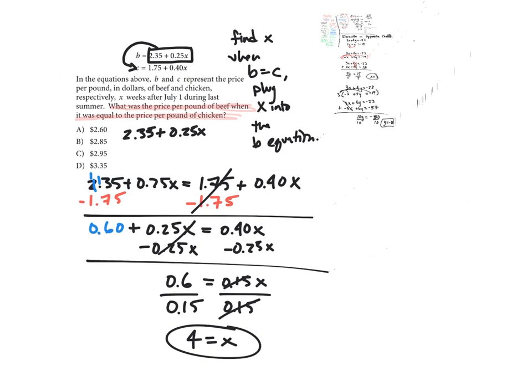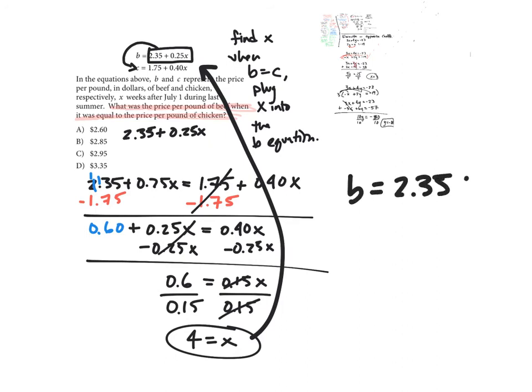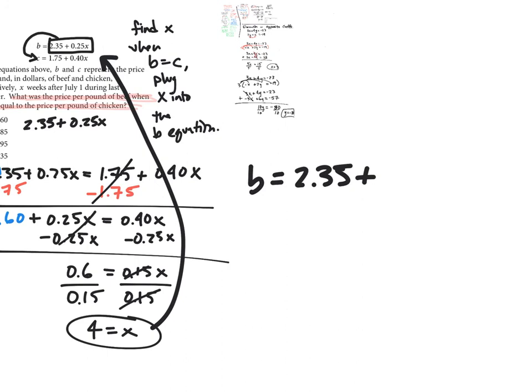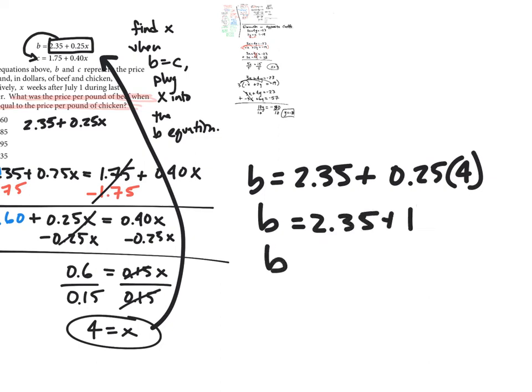Again, that's not my answer, because I have to answer the question: what is the price per pound of beef when it's equal to the price per pound of chicken? So I had to solve for x, and now I have to plug this back in. So b is equal to 2.35 plus 0.25 times 4. If I have 25 cents, multiply it by 4, that's 1. B is equal to 2.35 plus 1, so B is equal to 3.35. Okay? That's my answer.